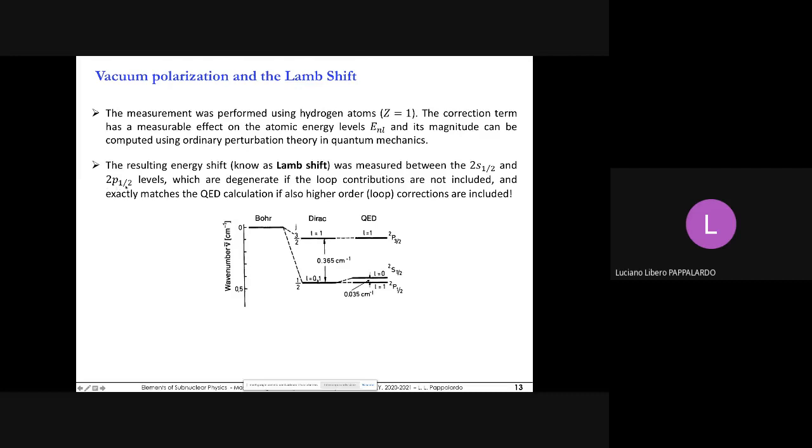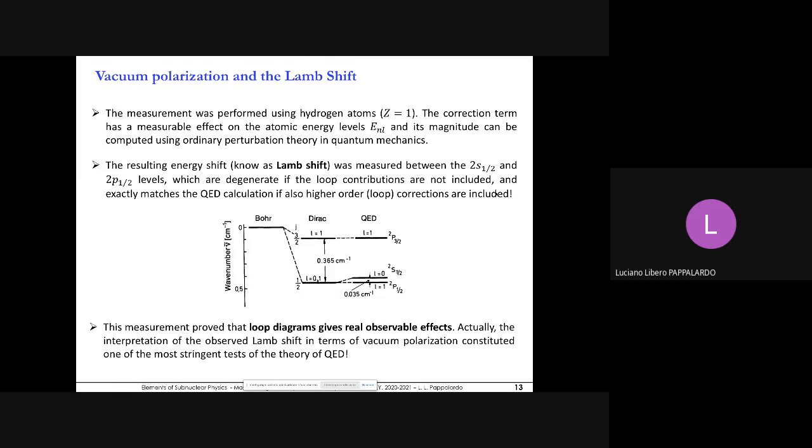2s1/2 and 2p1/2 levels, these two here, which are degenerate if the loop contributions are not considered. So at the Dirac level, these are degenerate. If you also consider this higher order effect due to vacuum polarization, then this level is not degenerate anymore. And there is a tiny but measurable energy difference here. And this energy difference, which has been measured experimentally, exactly matches the QED calculation if the higher order corrections, the loop corrections, are included.